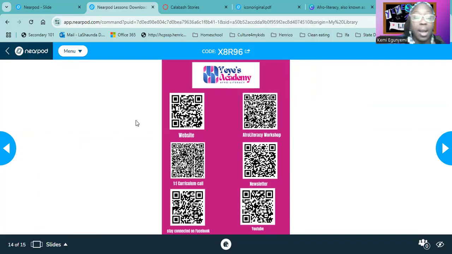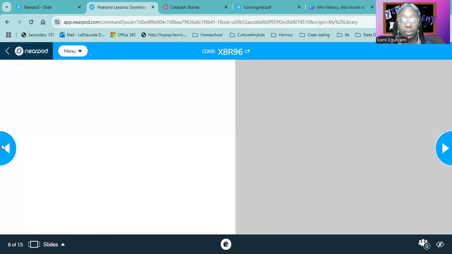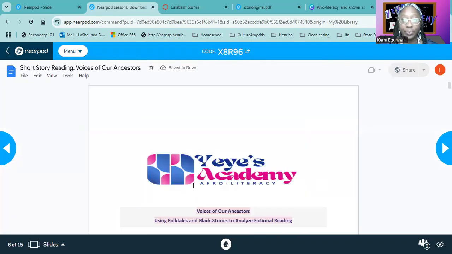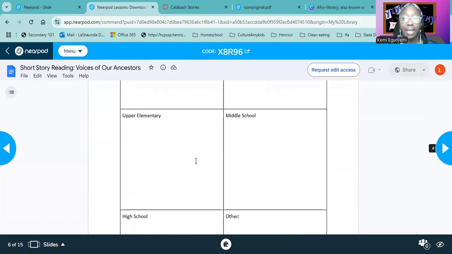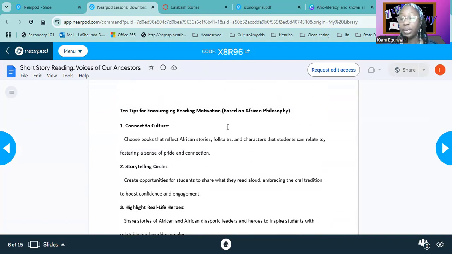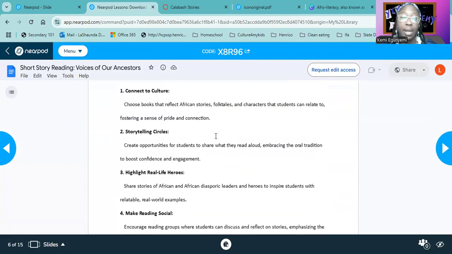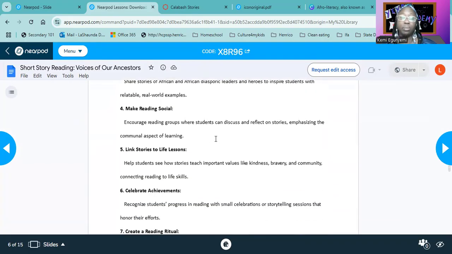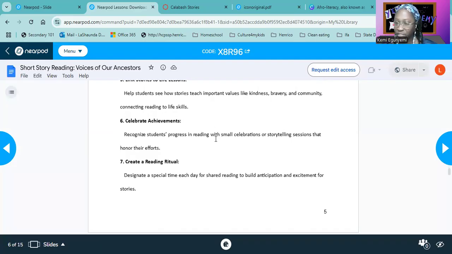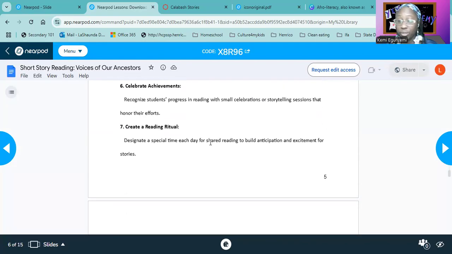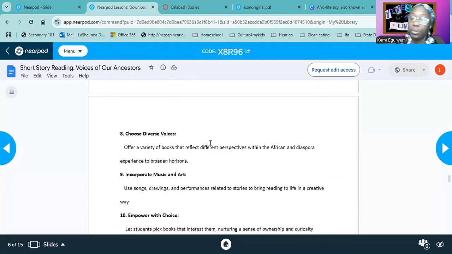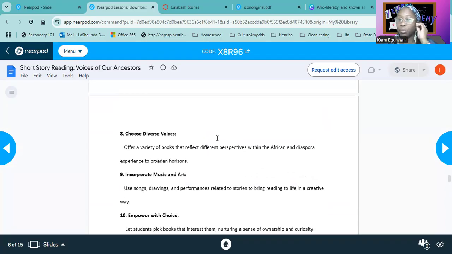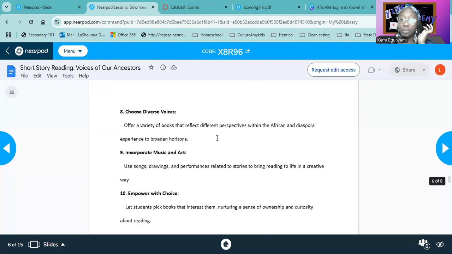Again, before we close out, let me go back one more time because it doesn't pop out for me and stay out. Okay, so on your handout sheet, at the bottom, there are these 10 tips for encouraging reading motivation based on our philosophy. Opportunities to really connect to culture, storytelling sessions, real life heroes, making reading social, using links to life, celebrate achievements, and create a reading ritual. We'll do this in the summer, really intensely in the break. We'll do a little bit here during our breaks. We'll invite people over for different things. And so you have the top 10 ways to encourage reading motivation.